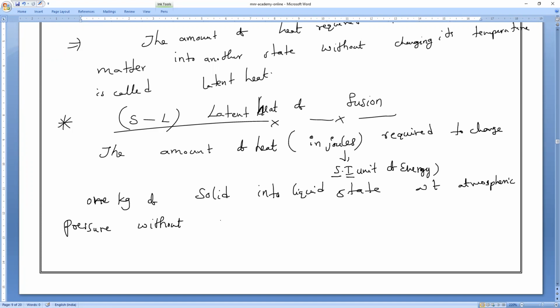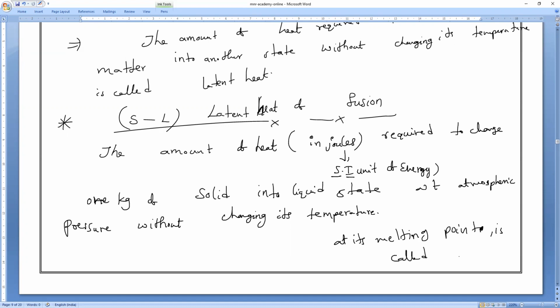But by the time, without changing its what? Pressure. Temperature. Understanding? Without changing its temperature. Temperature means at what point it is? At its melting point.